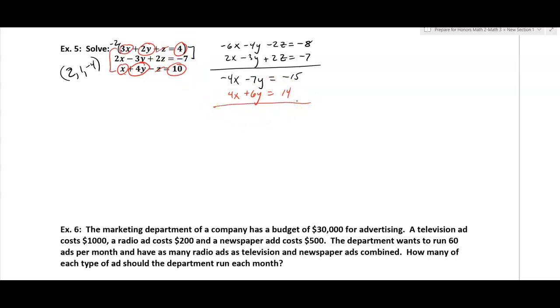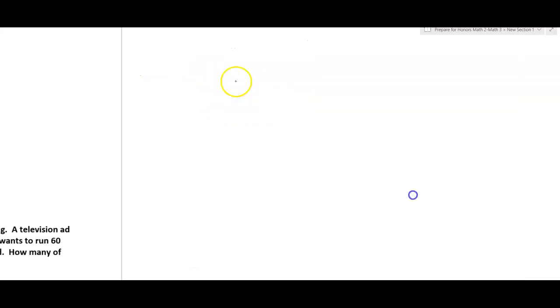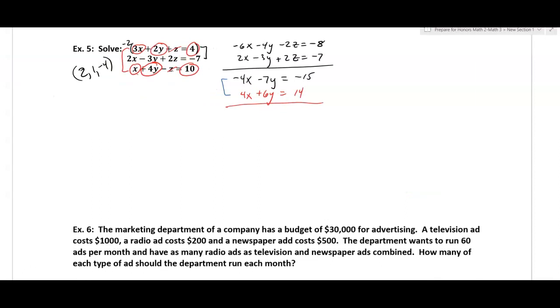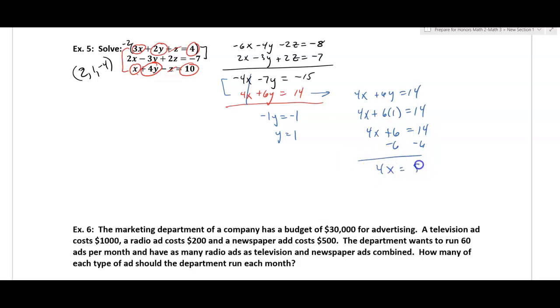What's even nicer here is if I take these two equations, the x's already add up to 0. They already eliminate. So that would give me negative 1y equals negative 1. Y is equal to positive 1. So now when I take this equation, 4x plus 6y equals 14, replace y with 1. 4x plus 6 times 1 is 14. 4x plus 6 is 14. Subtract 6. 4x equals 8. Divide by 4, x is equal to 2.